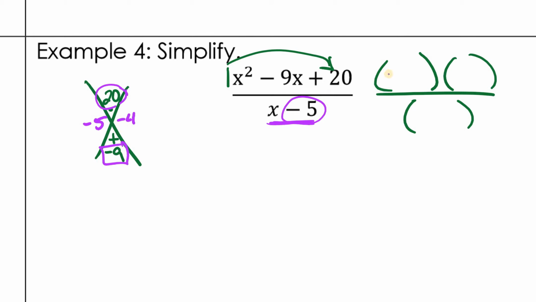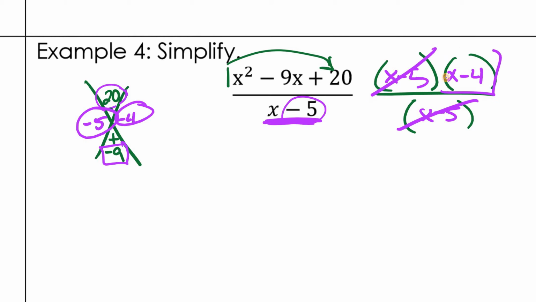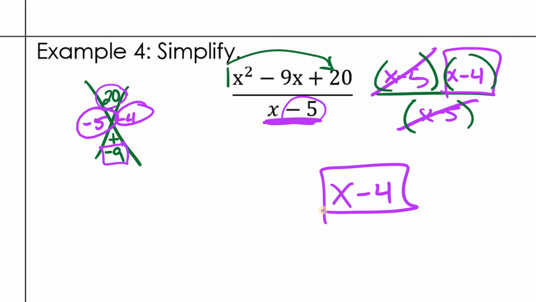So we have x minus 5 and x minus 4. Those were the two factors we got there, and of course the denominator is already x minus 5. So what binomial on top and bottom can be crossed out? Well, x minus 5. So we're just left with x minus 4 as the only thing left.